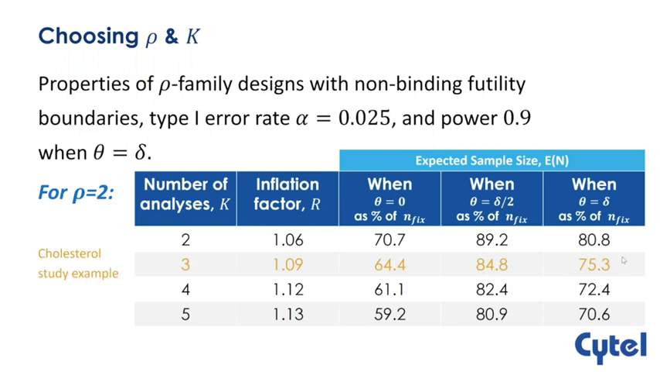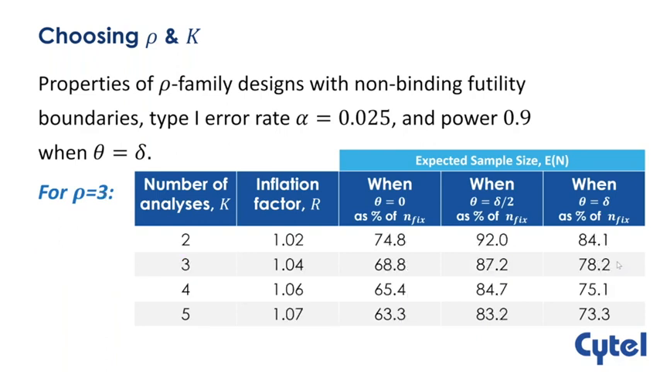This second row is the example we've just seen, this cholesterol study. These are the properties of that design, and these would be what you saw if you ran simulations under these different settings. So what if we choose a different value of rho? Well, I can set rho equals three instead. Here I spend my error more slowly to begin with. The inflation factor is a little smaller, so we're a bit more cautious. We have a smaller increase in the maximum sample size. And if you compare the tables, if we go backwards and forwards, you'd see these expected sample sizes have not gone down quite as much as for rho equals two, but they're fairly similar.